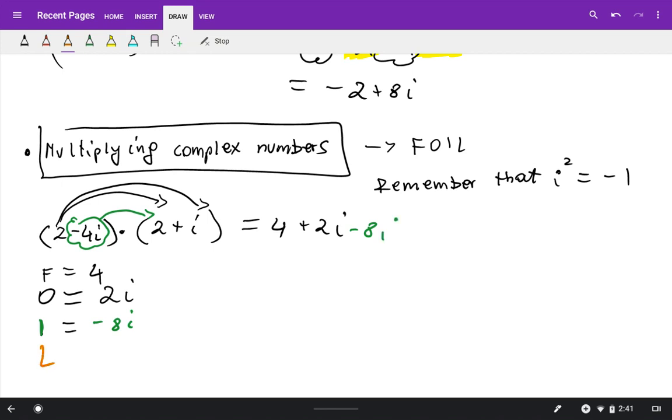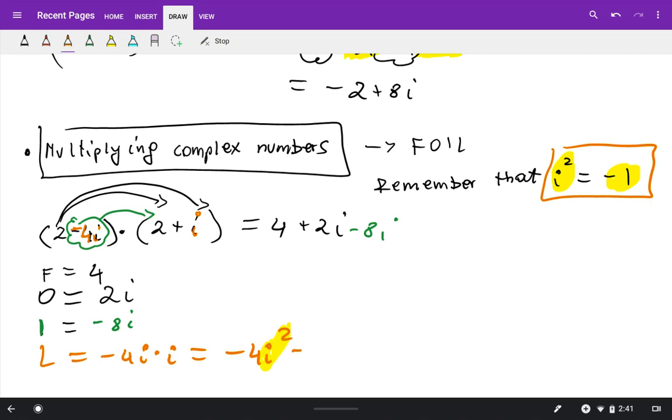And L stands for last. So last is negative 4i times i, which will give you negative 4i squared. And we remember that when you see i to the second power, you always need to replace it with negative 1. So i squared is equal to negative 1. So we have negative 4 times negative 1, which will give you just positive 4. So from L, I'm getting positive 4.